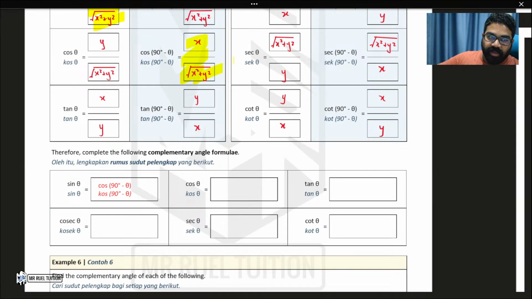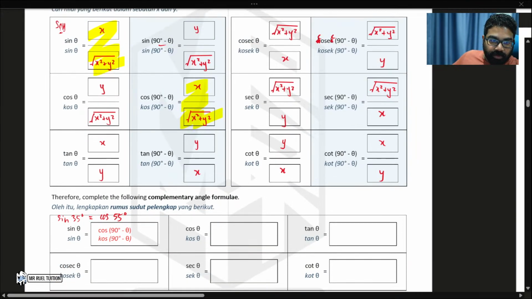Let me give you an example. Contohnya, sin 35 darjah, nilai dia akan sama dengan the value of sin 35 degrees will be equals to cos of 55 degrees. Cos 90 tolak 35. Do you understand that? Faham tak? Okay. This is complementary angle lah. Sudut pelengkap. Inilah kaitan dia. This is the link. Okay.